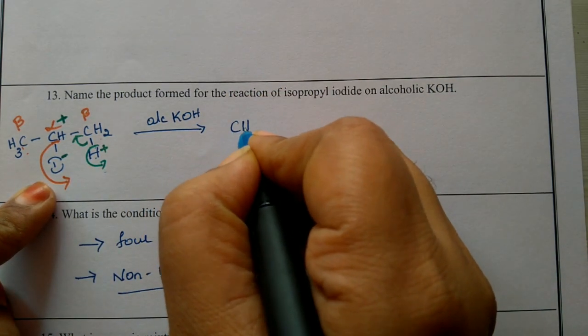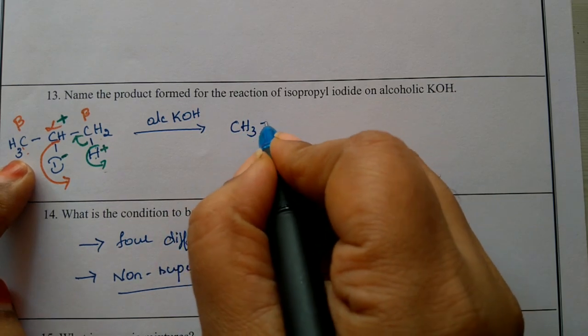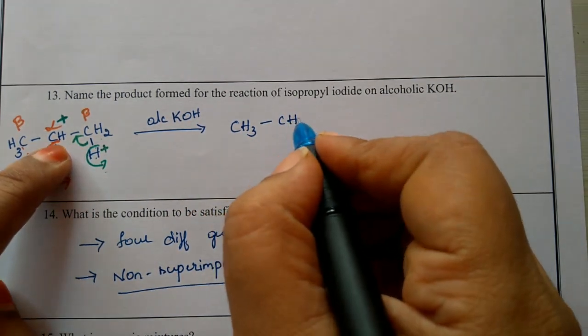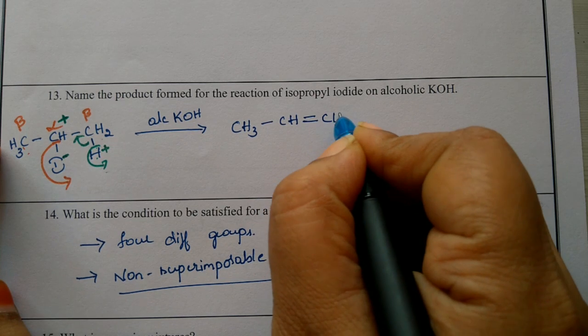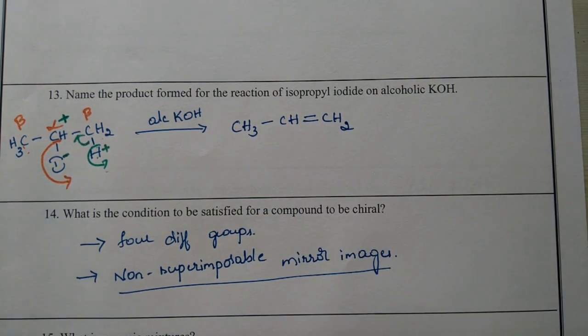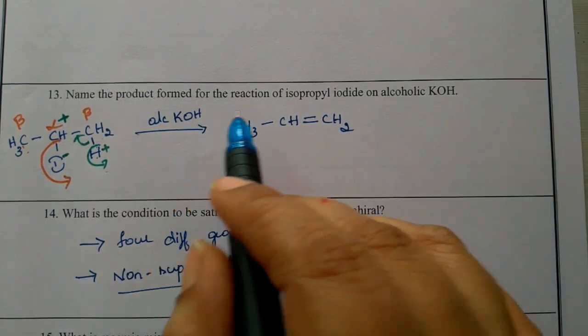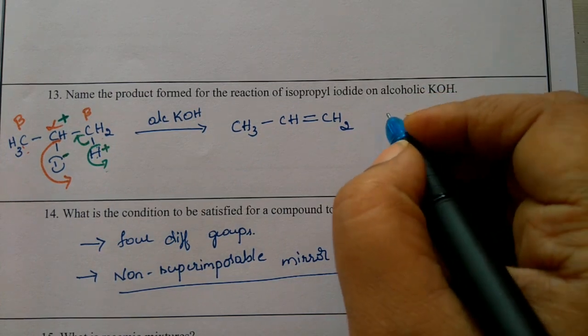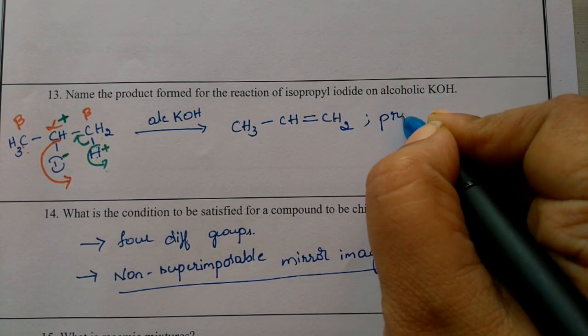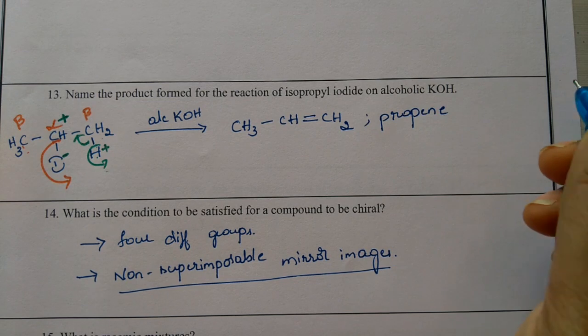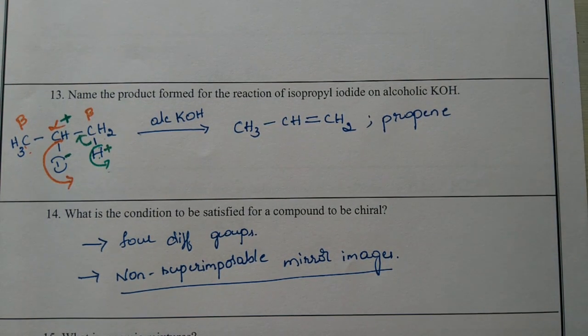So we get the product CH3 as it is, then CH, this bonded pair shifts and makes a double bond, and then CH2. That is propene. Either prop-1-ene or just propene, if you write, that is also fine. They asked us to write the name of the product. The reaction you need not write. If the product name is written as prop-1-ene or propene, that is more than enough. Clear?